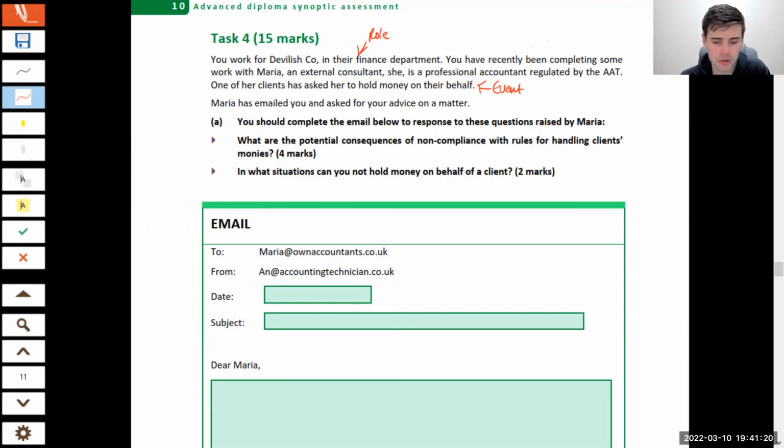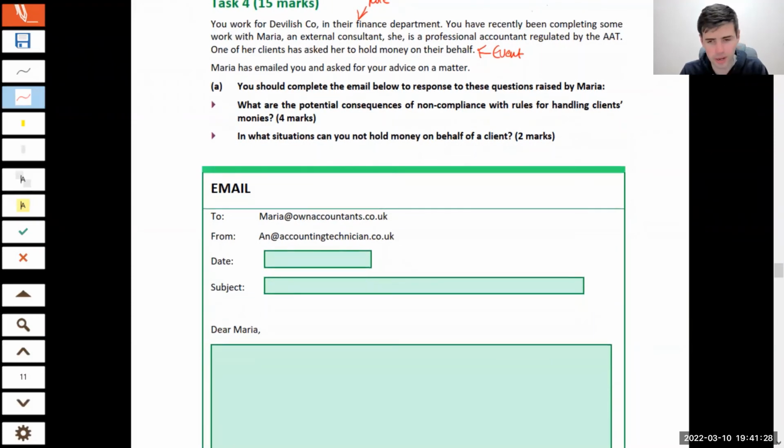It's saying that we should complete the email below in response to the questions raised. So it's saying, what are the potential consequences of non-compliance with the rules for handling clients' monies? Sounds really fancy. Don't worry about it. We'll break it down. In what situations can you not hold money on behalf of a client?